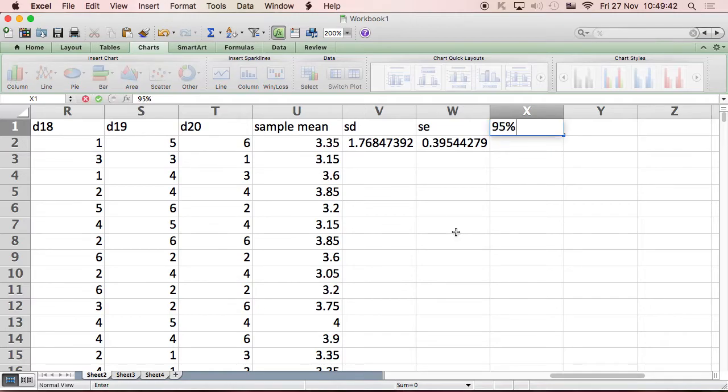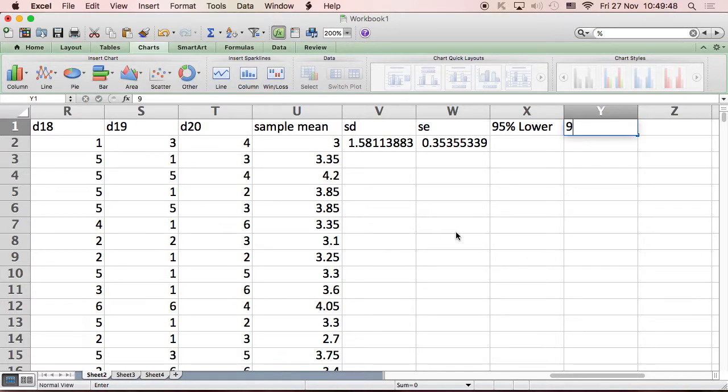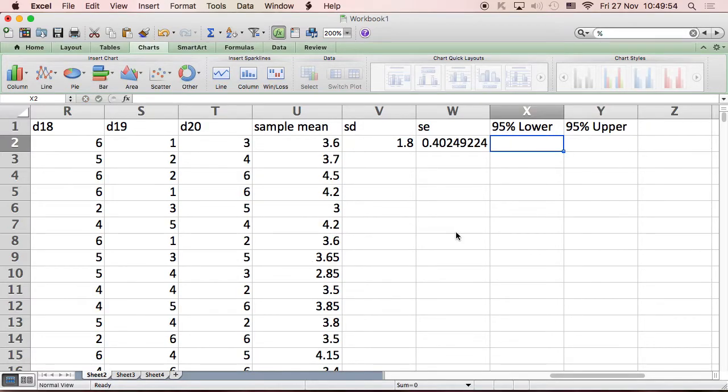Suppose we need to calculate the 95% confidence intervals. And we will have two numbers actually, 95% lower and 95% upper. But the first step is to find out this guy, the critical values. But how to find it?